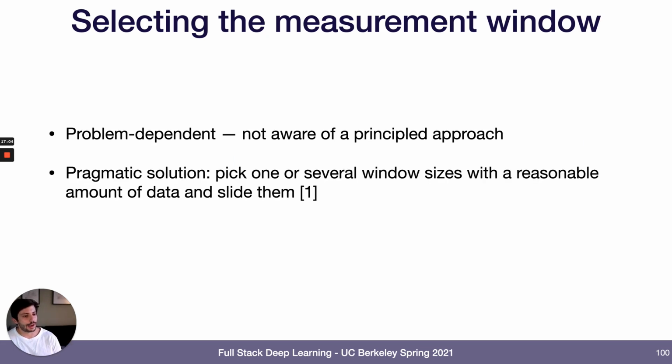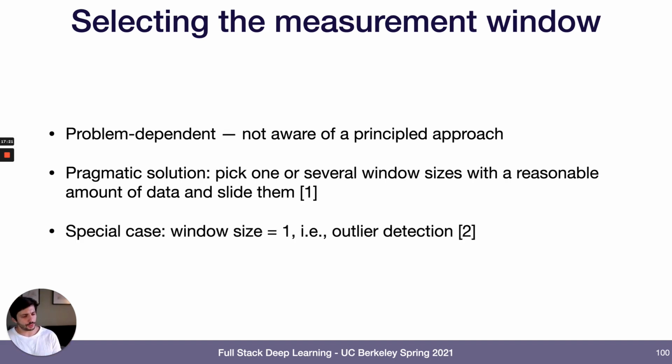I think pragmatically, one thing that you can do is just pick one window size or a few window sizes and just slide them over the data. So every day monitor on the last day, every hour monitor on the last hour, something like that. There's a special case here, which is where your window size is 1. And there's a whole separate class of techniques here called outlier detection, which is present in some model monitoring libraries, less practical for a number of reasons, but it's worth being aware of as well.